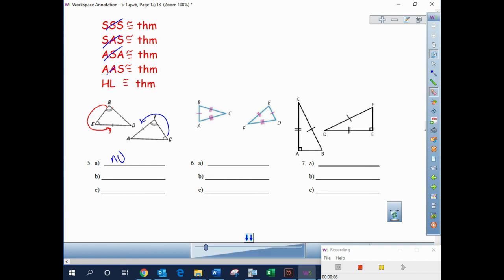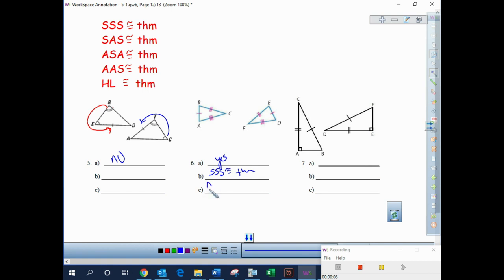Trust me, it gets easier. It just takes a little bit of practice. So this guy, oh, I like him. It looks like a side, side, side. You got a single in each triangle, a double in each triangle, and a triple in each triangle, so that's a big fat yes. That's usually the easiest one to see, by side, side, side congruence theorem.